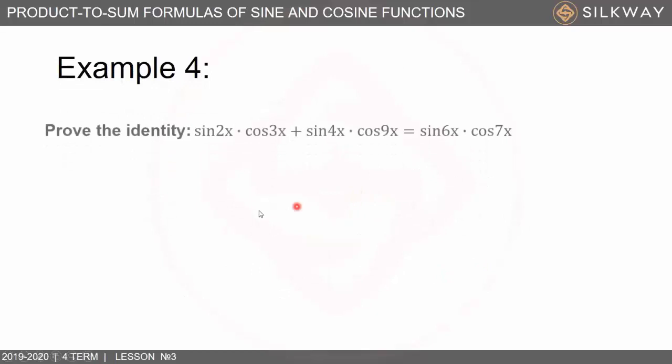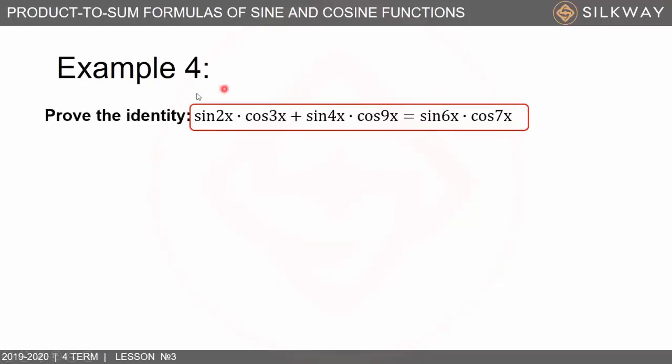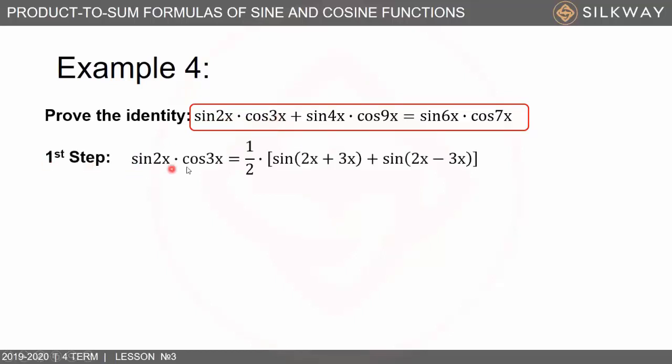Example number 4: prove the identity. This identity we must prove. In this type of exercise, we work with one side, left or right. Look at the left side. We can use our new formulas here: sine 2x multiplied by cosine 3x. Using step 1, we use our new formula, and then 2x plus 3x will be 5x, and 2x minus 3x will be minus x. Then sine minus x will be minus sine x by reduction formulas.